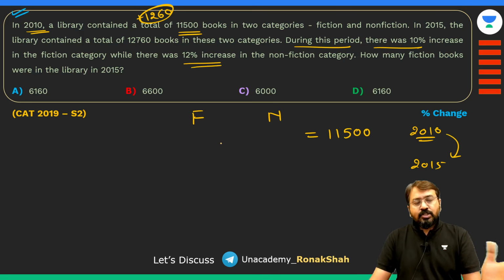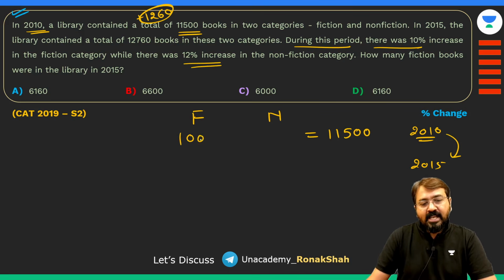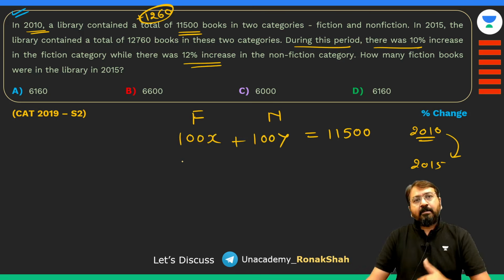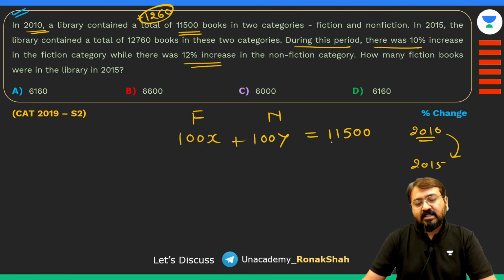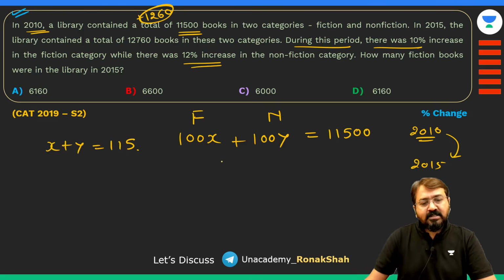Okay, now guys, instead of taking values of fiction and non-fiction books as x and y, let me take that as 100x and 100y, just to simplify my calculation. So can I say 100x plus 100y is 11,500? So I can say x plus y is equal to 115. Right, this is very simple.